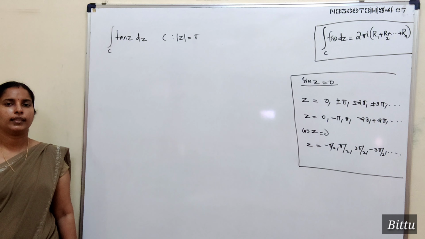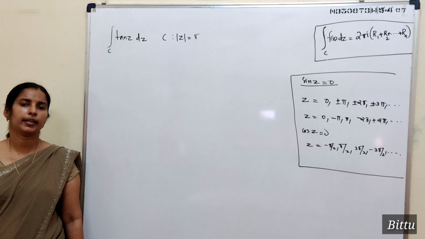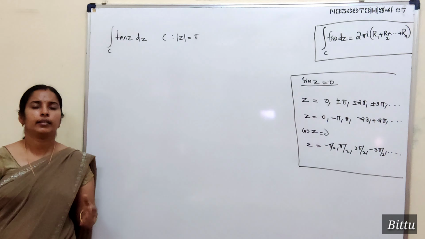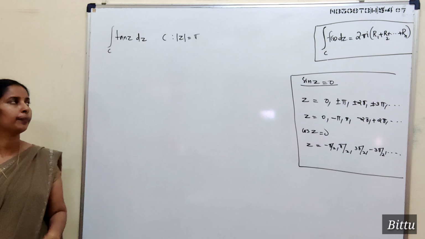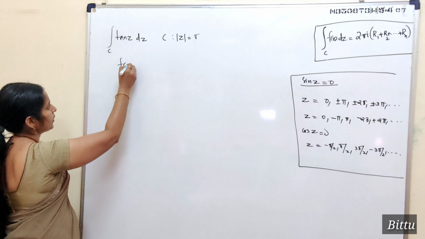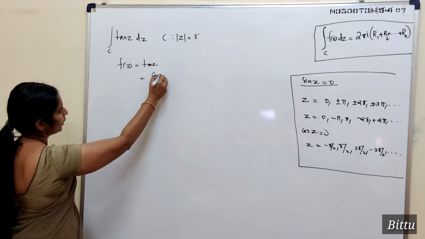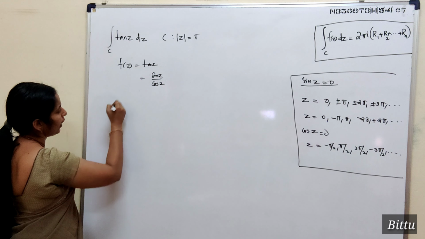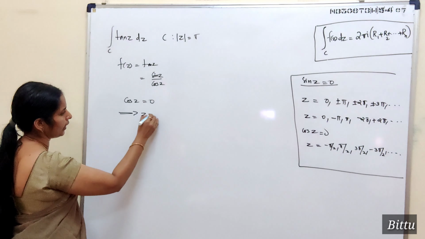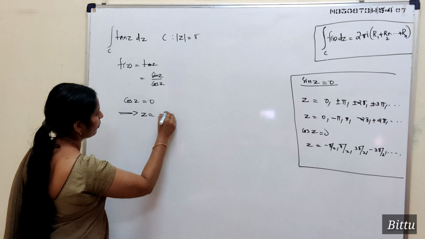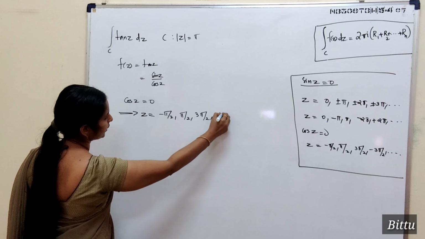Next, we have to evaluate the integral over C of tan z dz, where C is |z| = pi. In the previous question, C is |z| = 1. Here, |z| is pi. So you take f(z) as tan z, which is sin z by cos z. The singularities of f are given by cos z equal to 0, which implies z equal to minus pi by 2, pi by 2, 3 pi by 2, minus 3 pi by 2, etc.